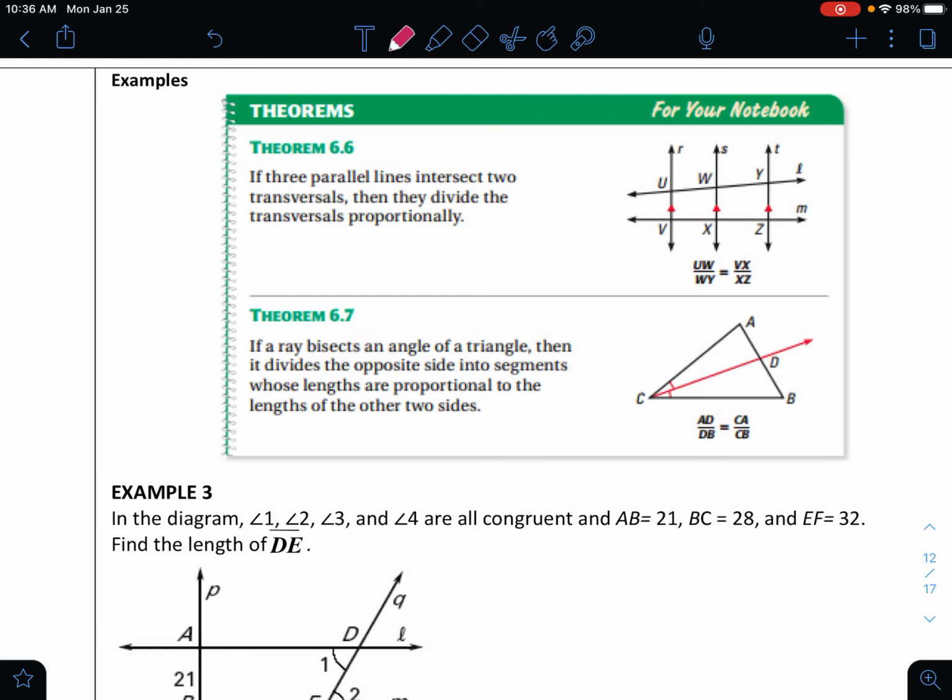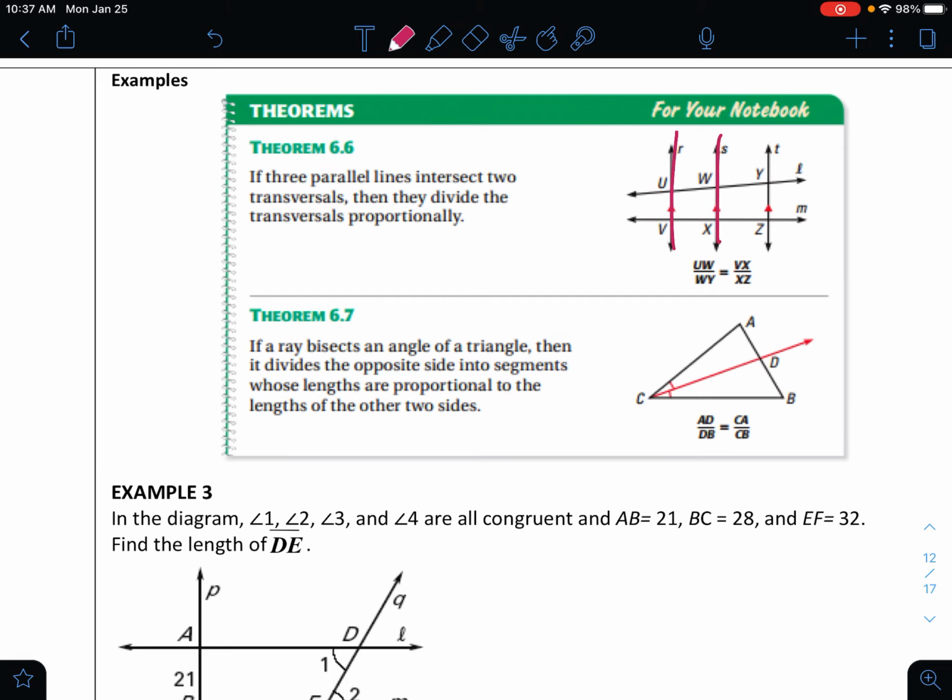All right, these next two theorems provide more ways to write proportions here. The first one here, they don't have names to them. The first one says, if three parallel lines intersect two transversals, then they divide the transversals proportionally.